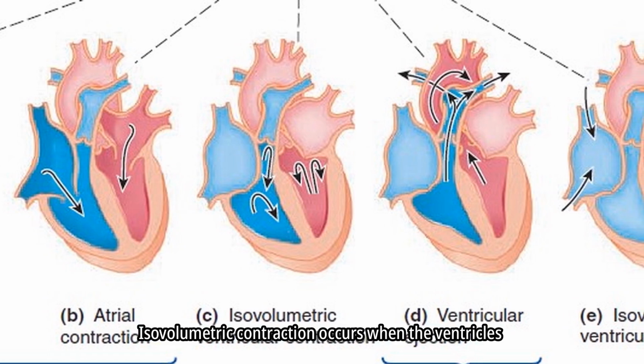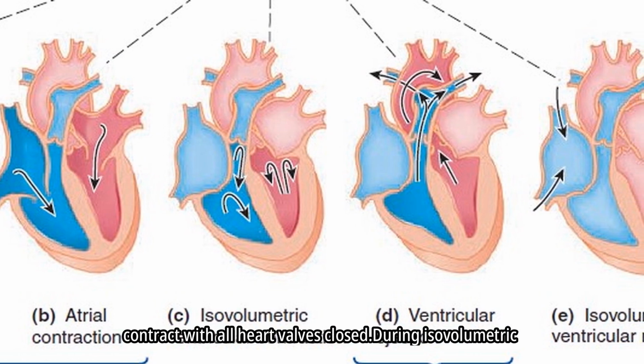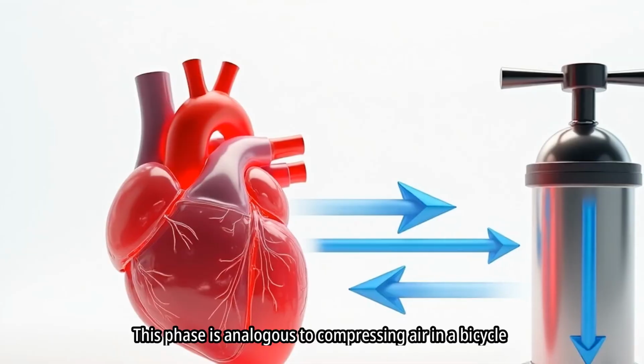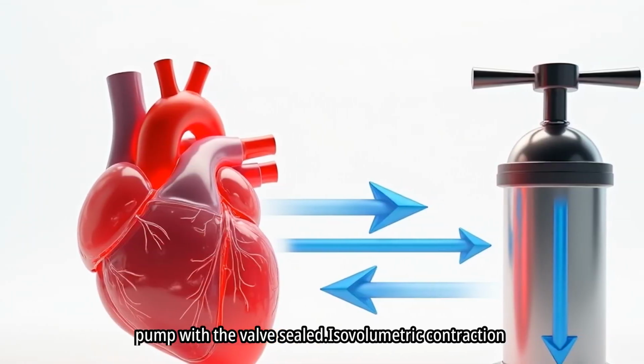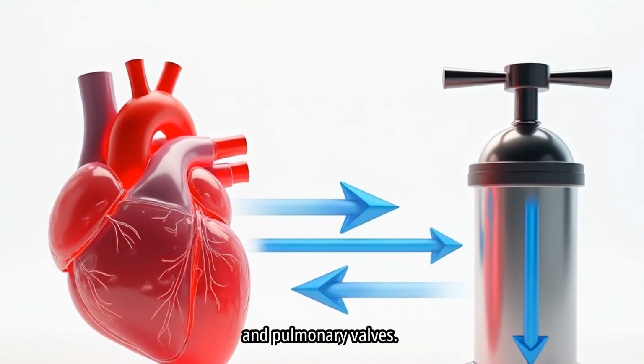Isovolumetric contraction occurs when the ventricles contract with all heart valves closed. During isovolumetric contraction, ventricular pressure increases rapidly. This phase is analogous to compressing air in a bicycle pump with the valve sealed. Isovolumetric contraction builds sufficient pressure to eventually open the aortic and pulmonary valves.